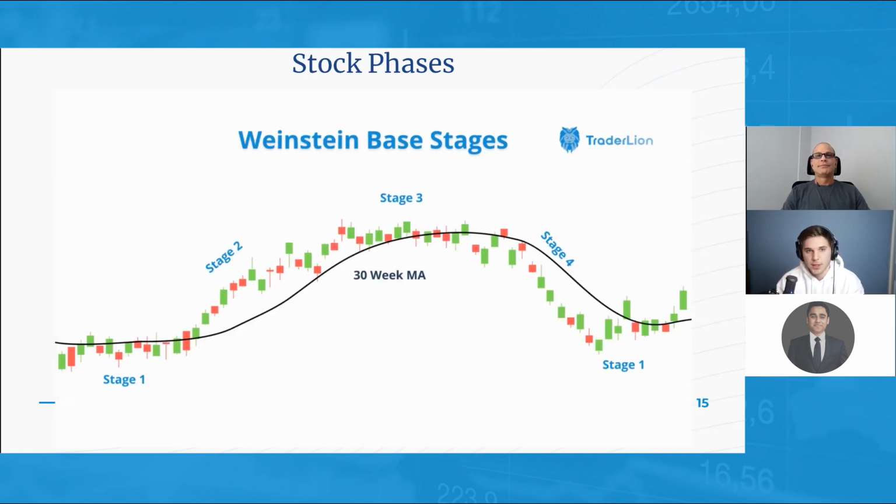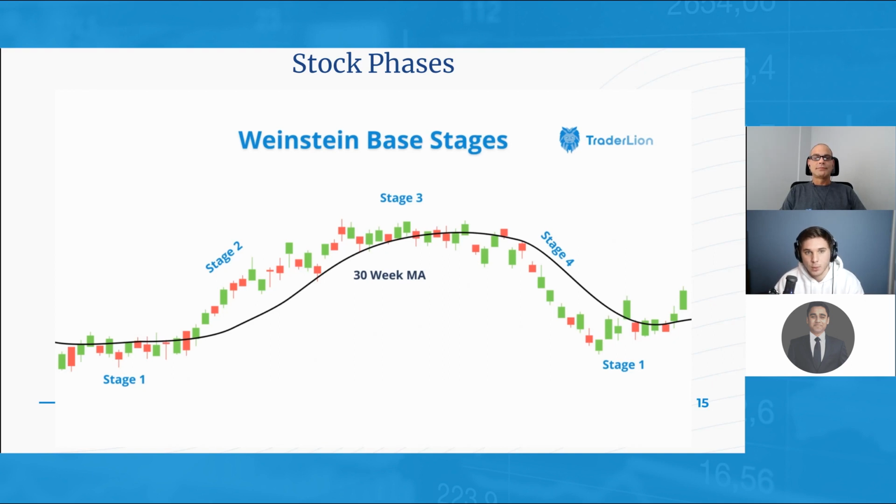Moving on to another very important concept, which also gets into the life cycle of a stock, as Ross put it. Let's talk about stock phases. And this is all based on the methodology of Stan Weinstein. Go ahead and read his book if you want more in-depth details about stage analysis. But we've renamed it stock phases because it's just easier to differentiate between stages when it comes to base counting and phases like this.